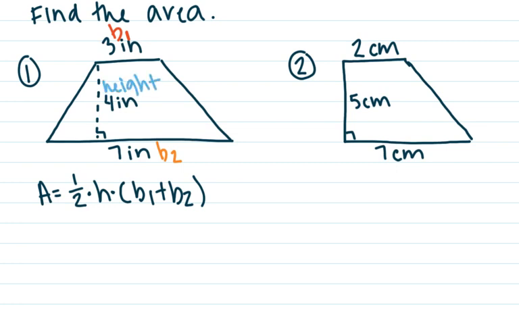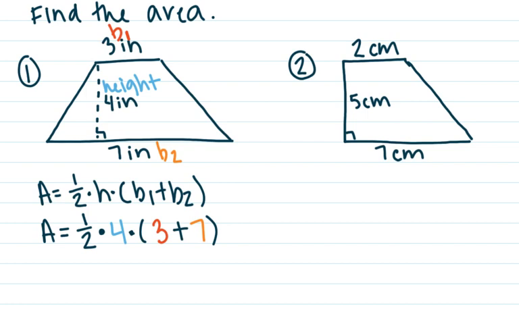Now that I know all of my different pieces, I can plug them into my formula. So area is going to equal 1/2 times the height, which is 4, times that first base, which is 3, plus the second base, which is 7. Again, we're making a mega base, sort of. We have to add those two bases together because they are different sizes to get one full base.